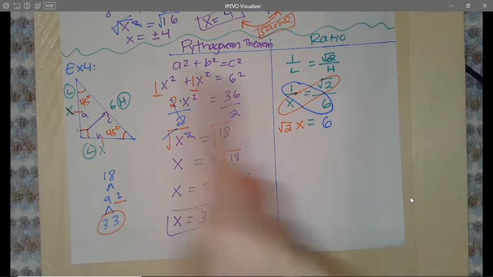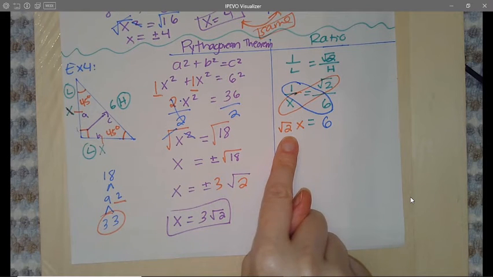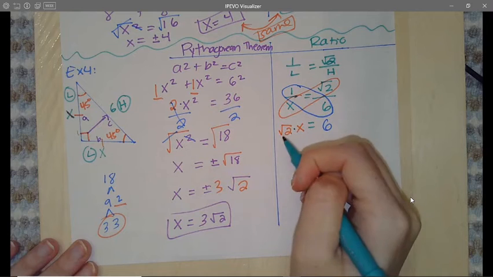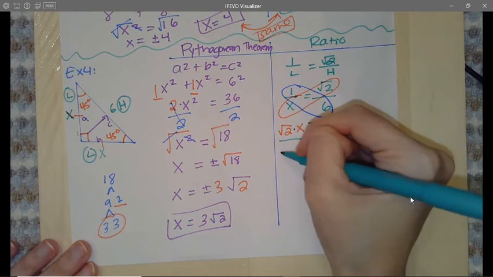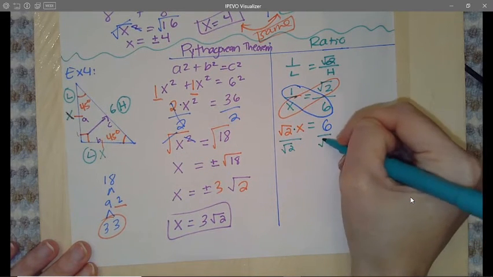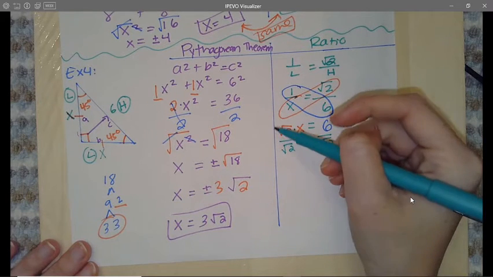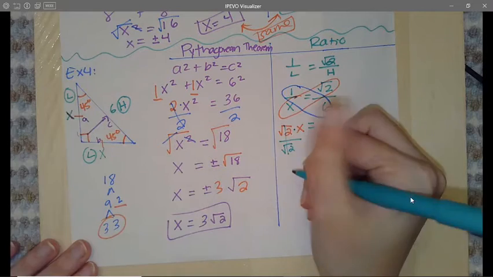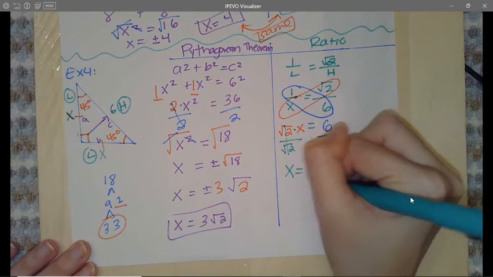Alright, and then now I need to move that root 2 to the other side, which, since they're secretly multiplying, the way that you move a root 2 to the other side is by dividing it by root 2 on both sides. Okay, which root 2 divided by root 2 will cancel and turn to 1. So I'm left with x equals 6 over root 2.